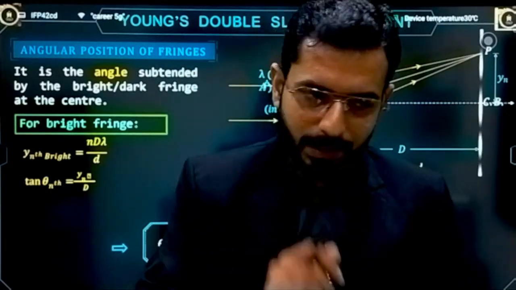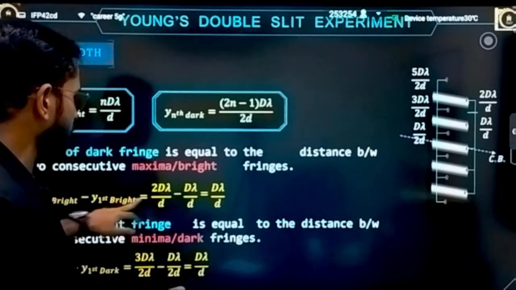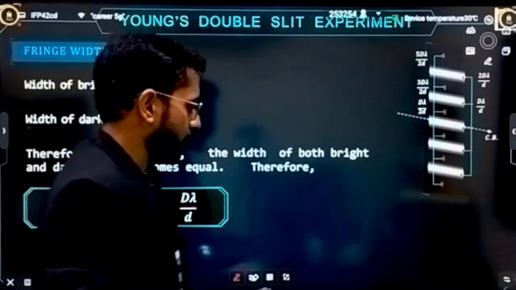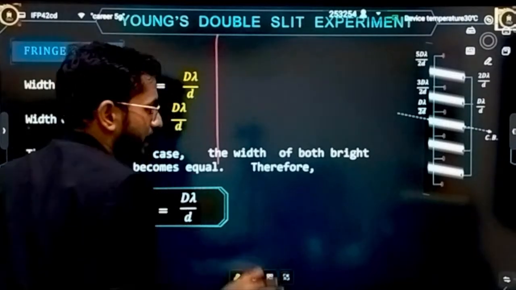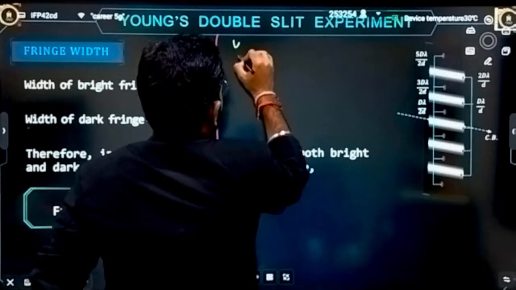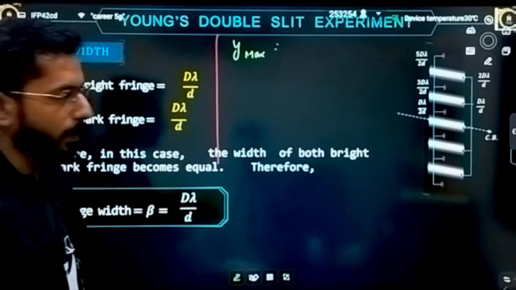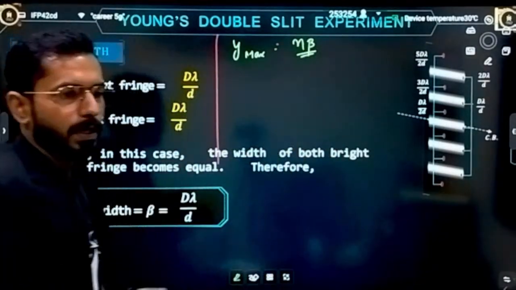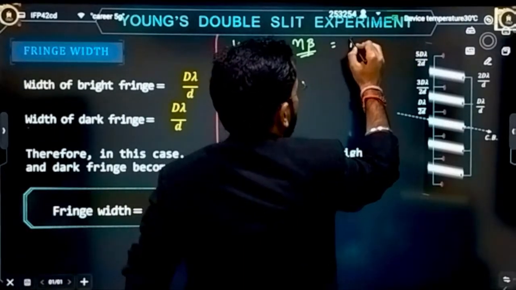There is one more term, but more often you will have fringe width as D lambda by d. One more very important thing I will tell you. Always remember one shortcut I am telling you, how to write the position of maxima. Otherwise you will be confused a lot. It is a basic thing, but to remove the confusion, I am telling you a method. If you want to write the general maxima position, just write n beta. That's it. Just remember n beta. What is beta? That you already know. In any question, always calculate beta first. It will become what?